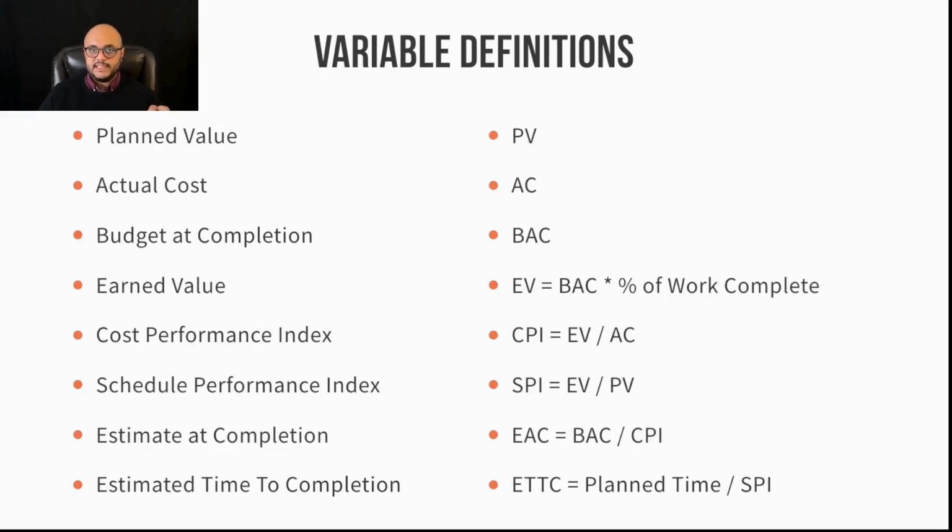Your cost performance index is going to be calculated as your earned value over your actual cost. Your schedule performance index is going to be calculated as your earned value over your planned value. How much did you earn versus how much was planned? Your estimate at completion, denoted by EAC, is going to be your budget at completion over the cost performance index. And your estimated time to completion is your planned time over your schedule performance index.